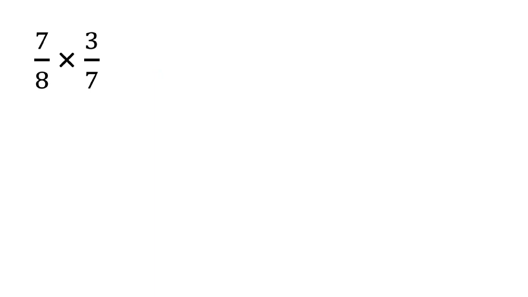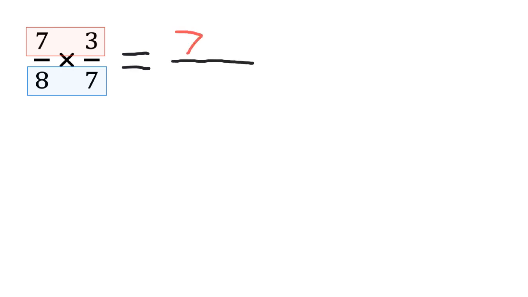So here we have another fraction. In this case, we have 7 over 8 times 3 over 7. We are going to do the same as before. We're going to multiply the numerators, 7 times 3, and we're going to multiply the denominators, 8 times 7. Let's rewrite this. Our new numerator is going to be the product of 7 times 3. And our new denominator is going to be the product of 8 times 7.